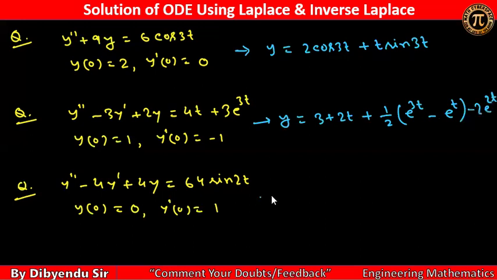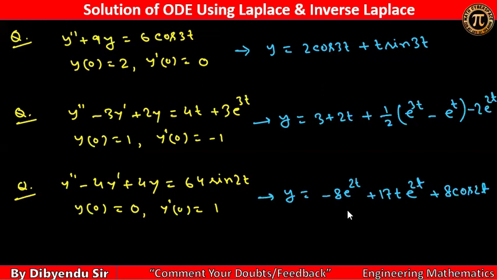Okay, and in the third question the answer is y equals minus 8 e to the power 2t plus 17t into e to the power 2t plus 8 cos of 2t. Okay, so try to solve these questions.